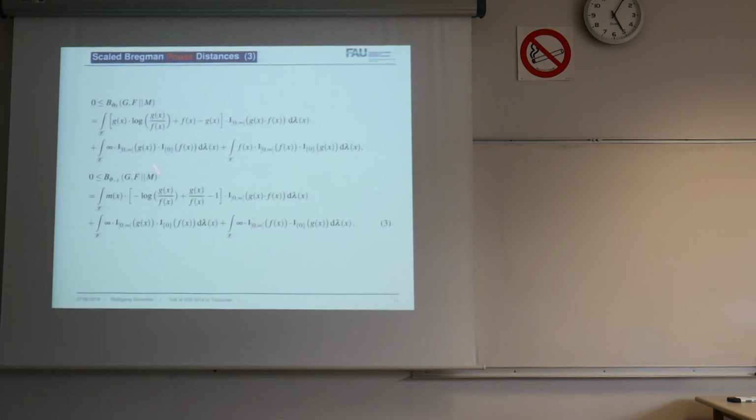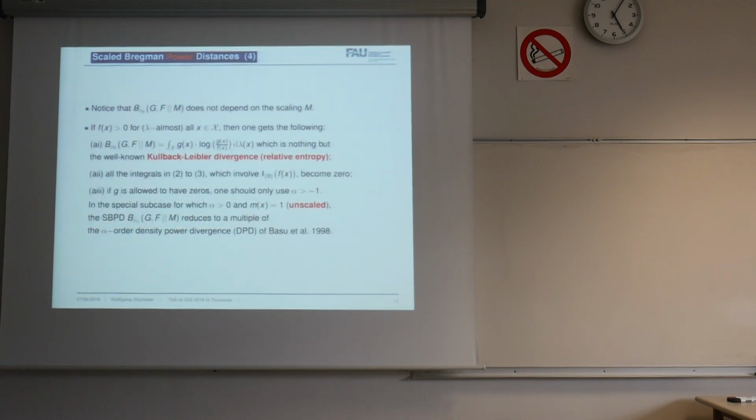So in here you see basically a Kullback-Leibler, if the densities are both larger than 0. You have Kullback-Leibler here, and here you have the reverse Kullback-Leibler without the zeros.